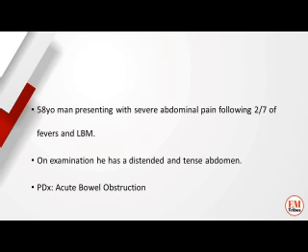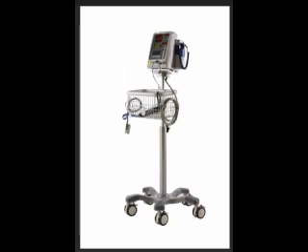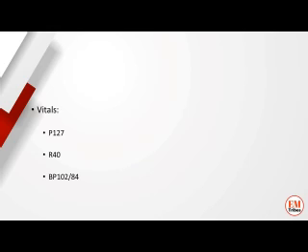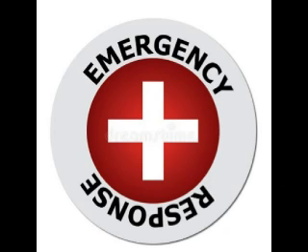A 58-year-old man presents with severe abdominal pain after 2 days of fever and loose bowel motion. On examination, he has a distended and tense abdomen. We make a diagnosis of acute bowel obstruction. His vitals are as follows: pulse of 127, resp of 40, and a blood pressure of 102 on 84. So as you can see, he is quite unwell.